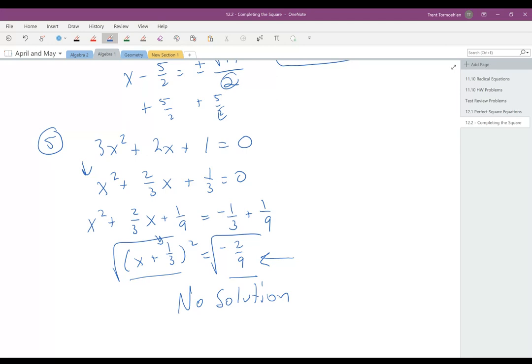And so that's completing the square. It's a very important concept. It's one that's used in more than just solving quadratic equations. We use it in other areas as well. So it's really important to get very good at completing the square.